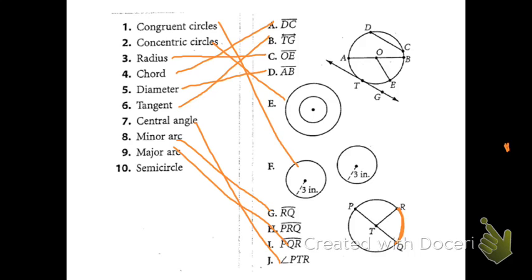Because if you go around, and I'll go in green, from P to Q to R, that would be more than half the circle. And then a semicircle would have to be PRQ. So if I do that in yellow, a semicircle is exactly half of a circle. So a semicircle is an arc that's exactly 180 degrees.